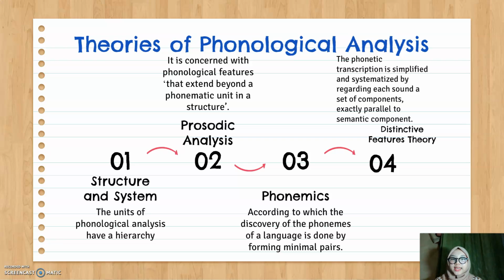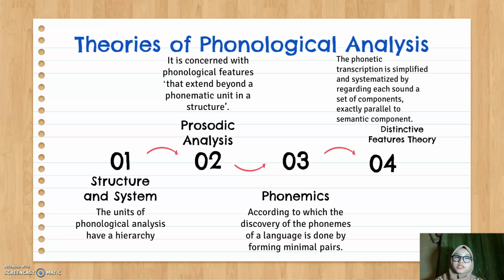Second, prosodic analysis. It is concerned with phonological features that extend beyond a phonematic unit in a structure. Features like aspiration, nasalization, labialization, retroflexion, and palatalization often relate to a sequence of more than one phonematic unit. Third, phonemics, according to which the discovery of the phonemes of a language is done by forming minimal pairs.